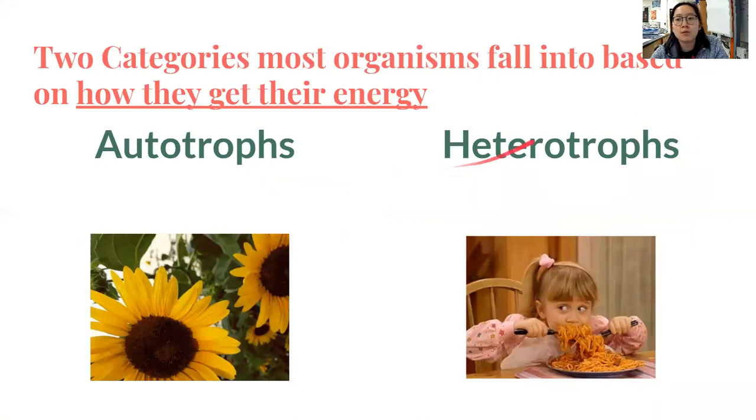So two categories that most organisms fall into are based on how they get their energy. One is autotrophs and one is heterotrophs. And the easiest thing is that autotrophs, like automobiles and anything that is autopiloted, do things on their own, right? So autotrophs can get their energy and break it down on their own. They acquire it from sunlight and they store it as glucose. And autotrophs are mostly known as producers or plants. There are some bacteria that are autotrophs though.